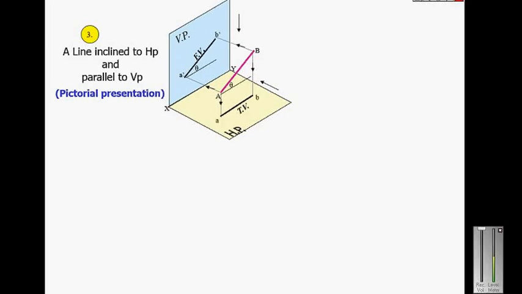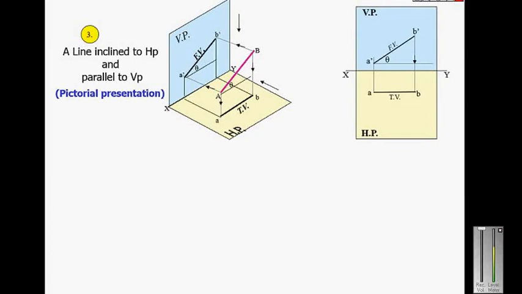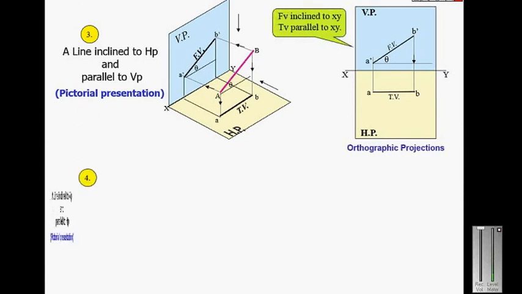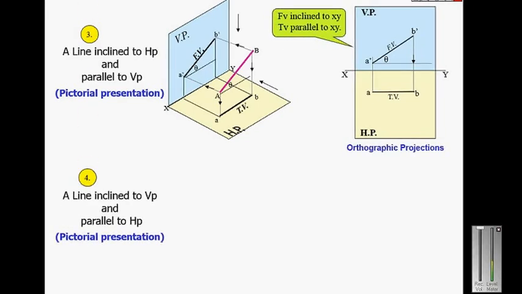But you will get the true length on the front view, and you will get the apparent length on the top view. This is the orthographic projection of the line which is inclined to HP and parallel to VP. In the front view you will get the true length, and in the top view you will get the apparent length. And the fourth case, a line is inclined to VP and parallel to HP.